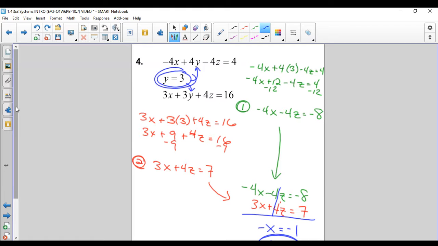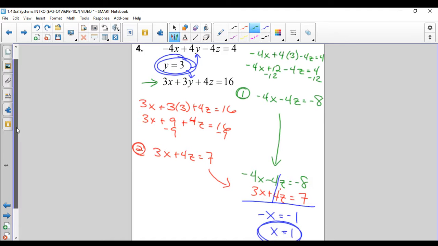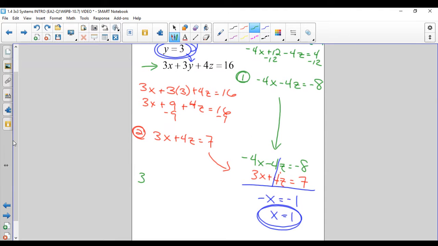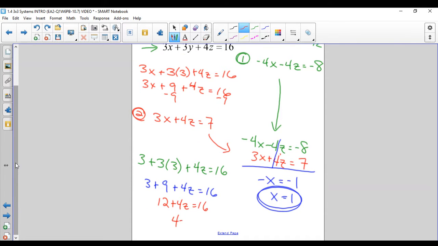We have y equals 3. Plug it into any one. I'm going to choose this last one. I'm going to go 3 times 1 is just 3, plus 3 times 3 is 9, plus 4z equals 16. 3 plus 9 plus 4z equals 16. 12 plus 4z equals 16. Subtract 12, 4z equals 12. Or sorry, 4z equals 4.